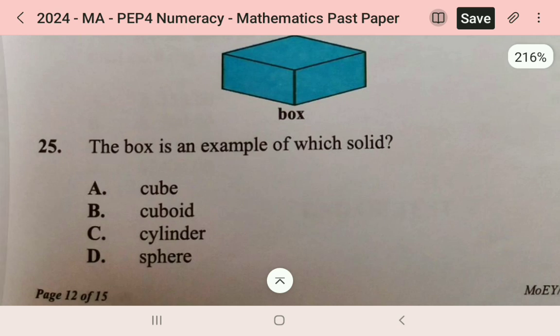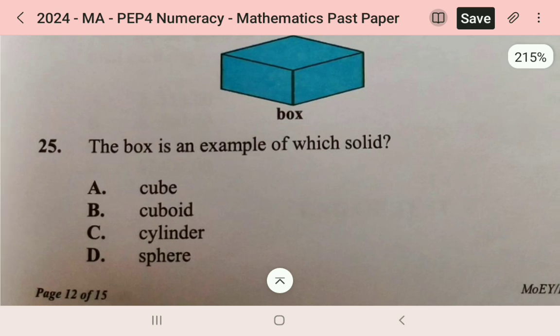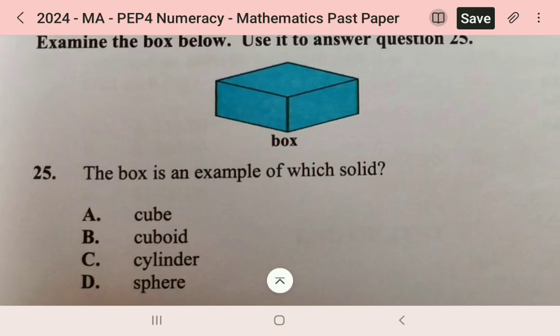A says it's a cube, B says cuboid, C says cylinder, D says a sphere. Now the top might look like a square. Remember that cuboid, let's look at cube first since that's A. A cube will have the faces being squares. A cuboid will have the faces being rectangles, or rectangular in shape.